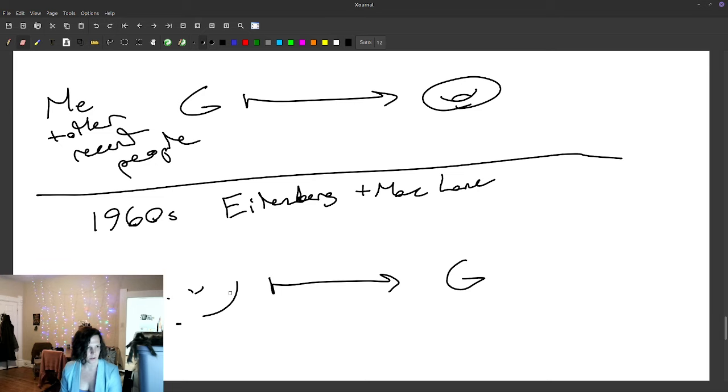So, what were they concerned with? They were concerned with taking shapes like this and turning them into algebraic structures, like groups. And they wanted to do this because they thought they would like to understand the shape by understanding the group. And that's what's called algebraic topology.